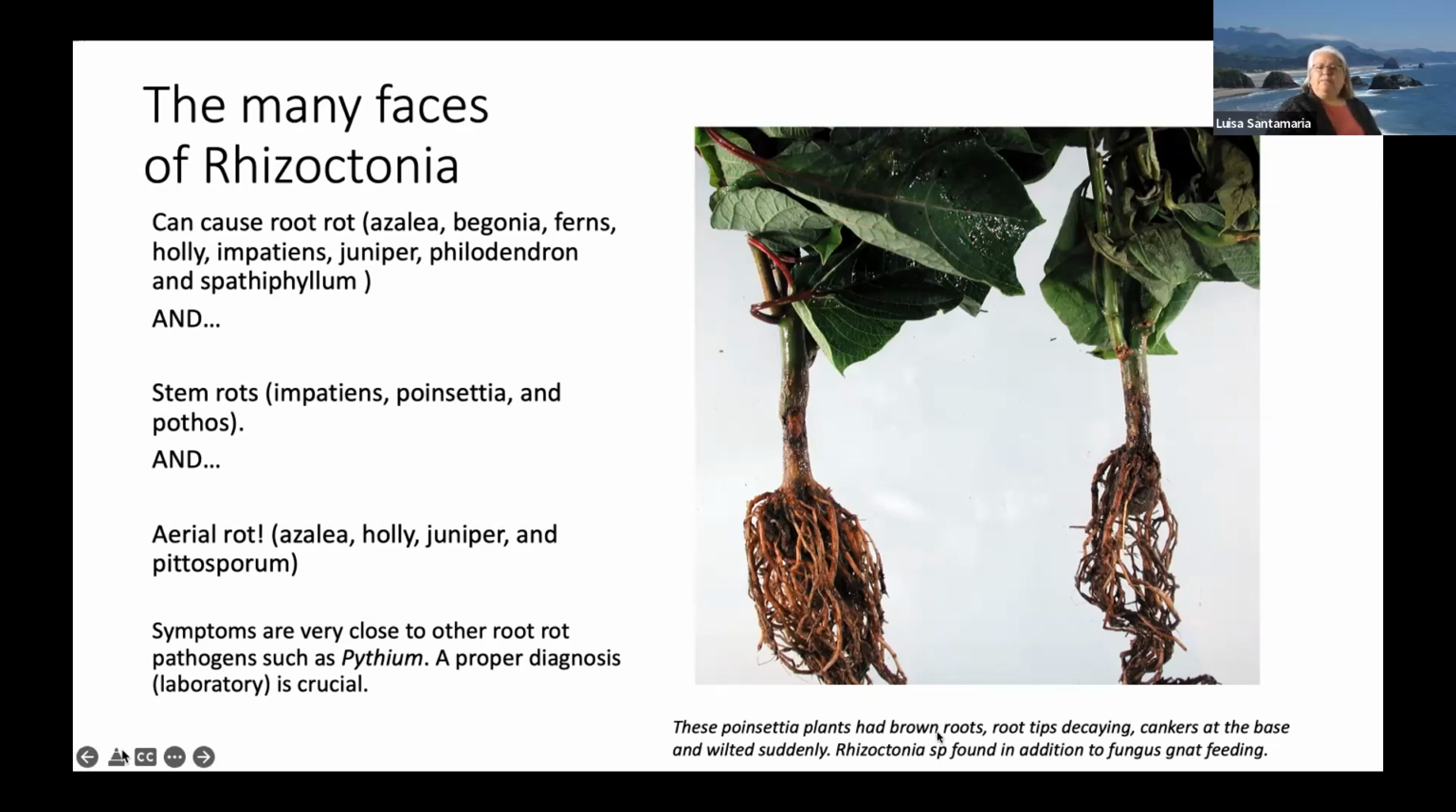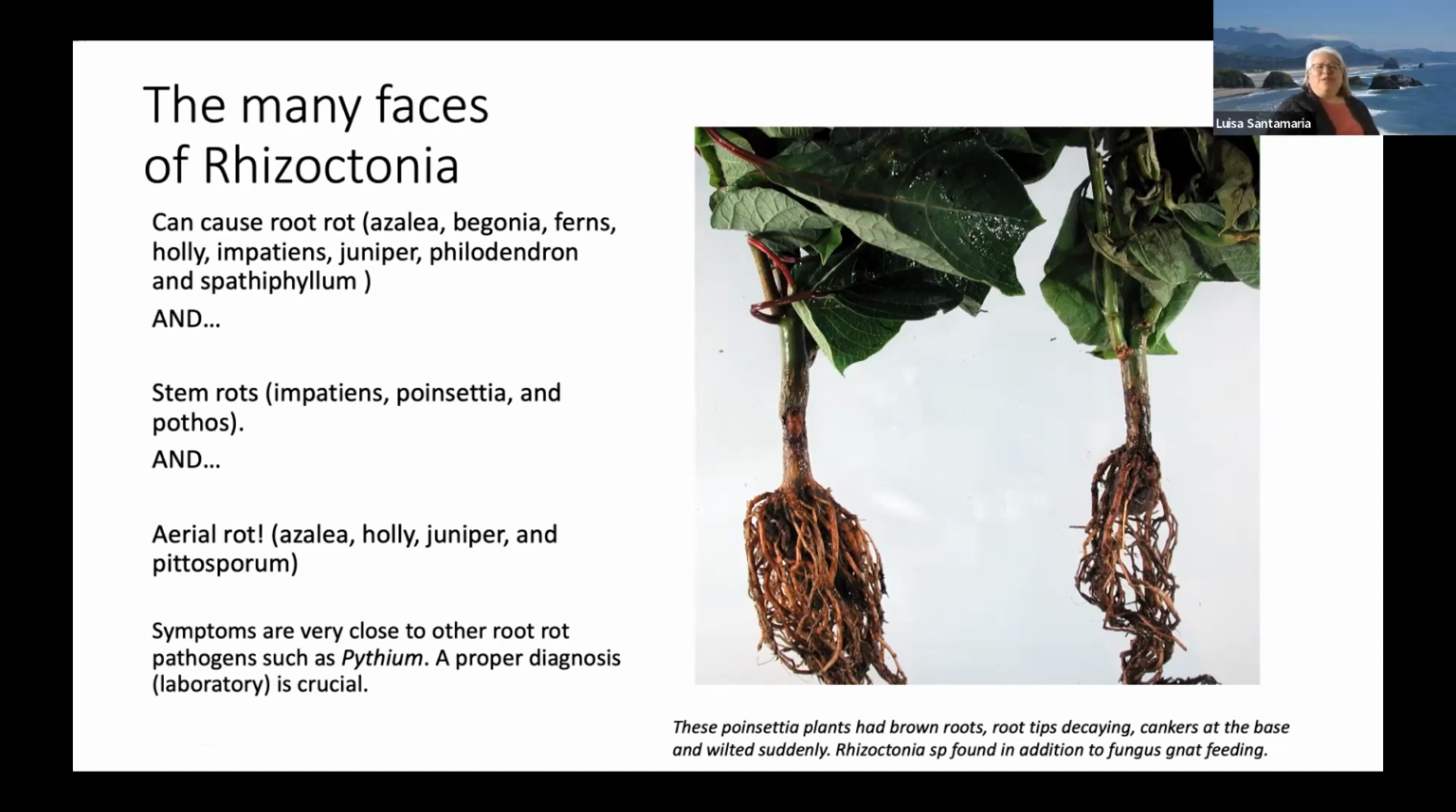We start with brown roots, and the tips of the roots start to decay, and some cankers start to form at the base in plants that are wilted. So you can check that and look for cankers or black roots or rotten roots, the tips of the roots.